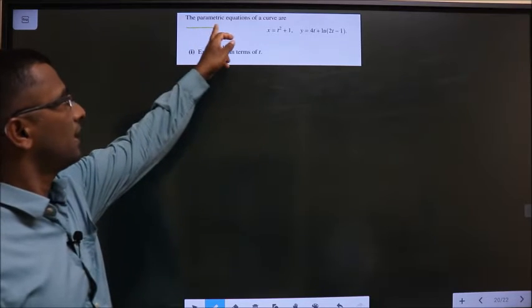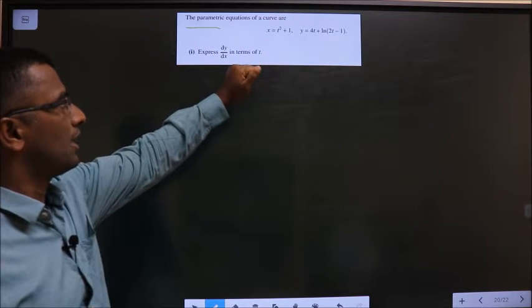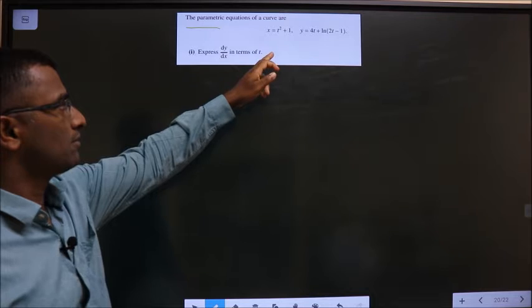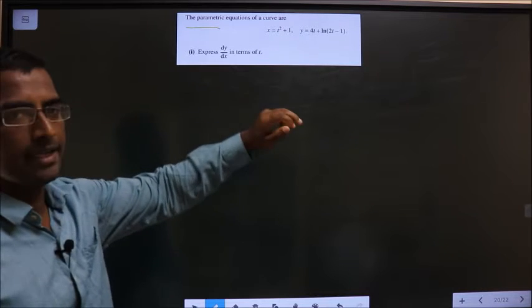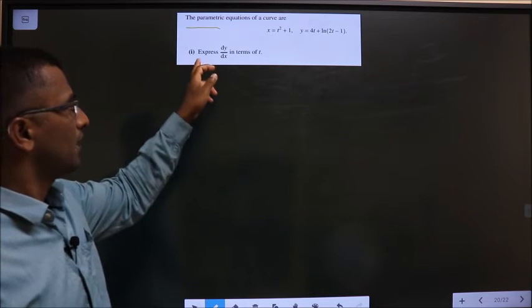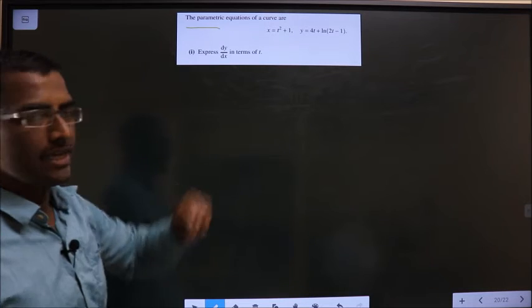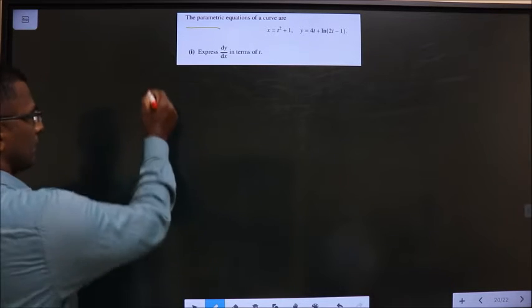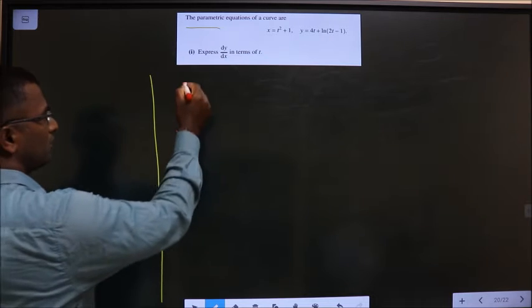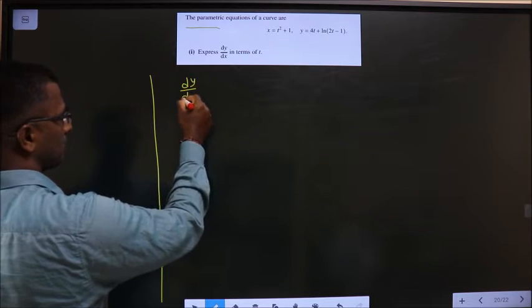The parametric equations of a curve are x equals t squared plus 1, y equals 4t plus ln(2t minus 1). Express dy by dx in terms of t. See, here what do you need to find? dy by dx.